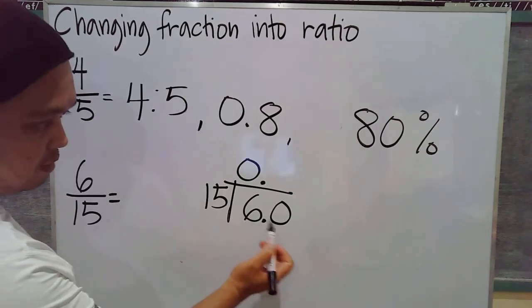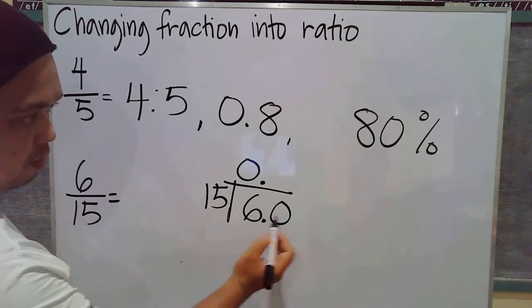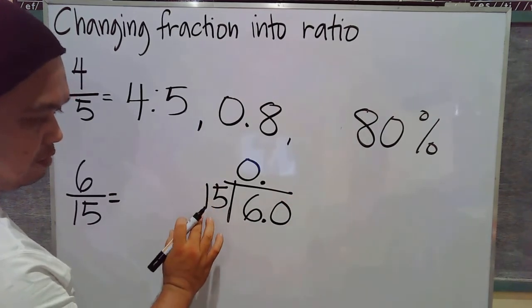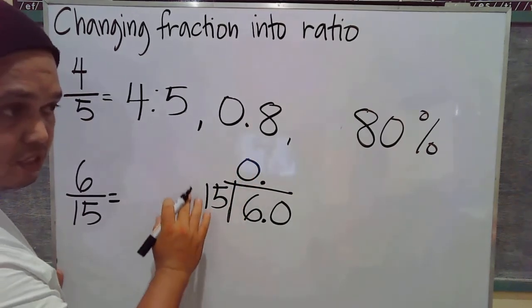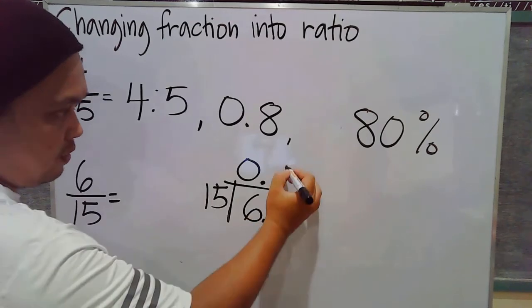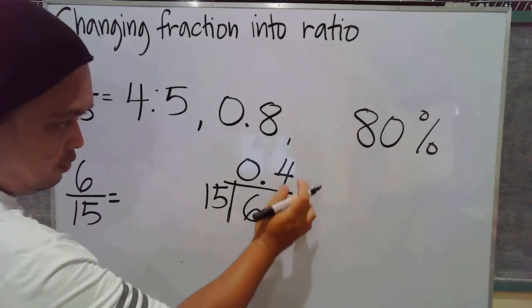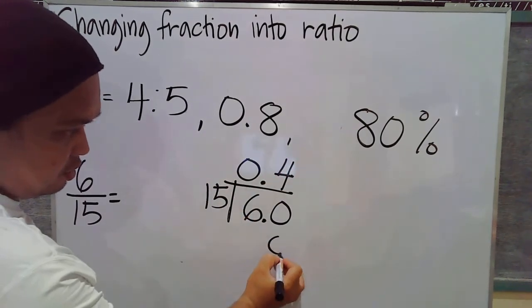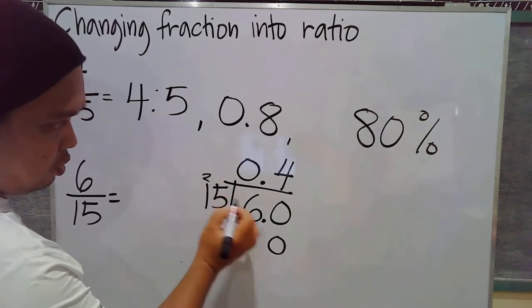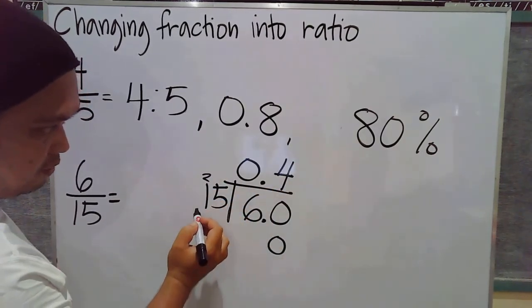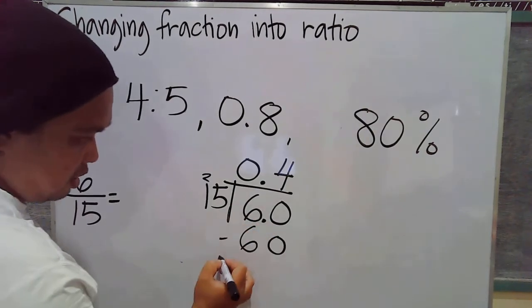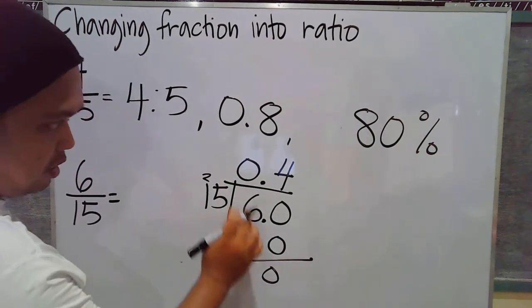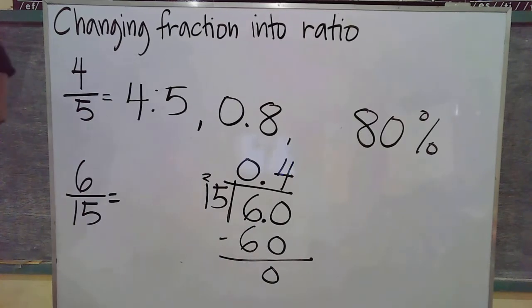Now 60 divided by 15 is 4, right? Because 15 plus 15 is 30, 30 plus 15 is 45, 45 plus 15 is 60. So we have 4. Okay. So 4 times 5, we need 0, carry 2. 4 times 1 is 4. 4 plus 2 is 6. We have 60. Now 60 minus 60 is 0. So our answer will be 0.4.